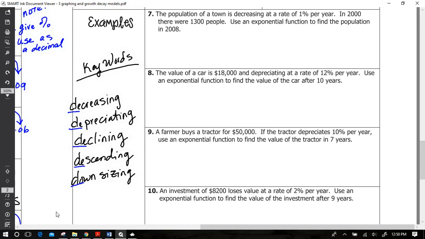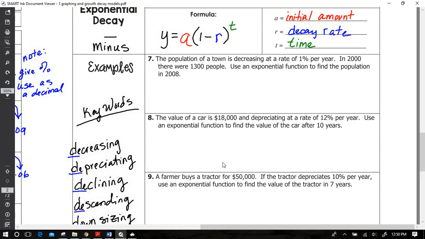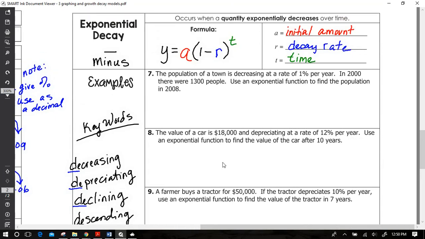All right, now let's go ahead and start with example number 7. So the population of a town is decreasing, so I know that I'm going to use the formula for decay at a rate of 1% per year. So my rate is going to be 0.01.